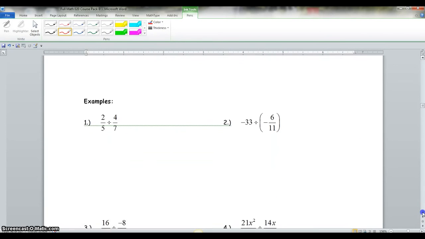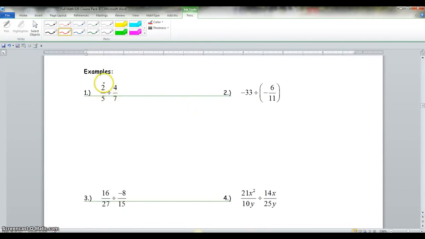Now we go down here to these examples. Now again, we keep this first fraction the same, which is 2/5. Division becomes multiplication, and we take the reciprocal of the second fraction. Now we use the multiplication rule. 2 is prime and 7 is prime. 5 is prime, but 4 breaks down to 2 times 2. Now we have one set of 2's that are in common, so now we will end up with 7/10.